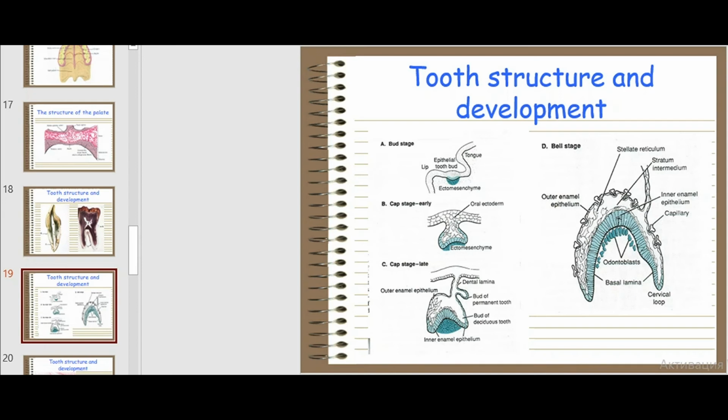So first happens the formation of the enamel organ, and the next stage is formation of the dental papilla, and last, outside, the organization of the dental follicle. Eventually, the enamel organ will produce enamel. The dental papilla will produce dentine and pulp, and the dental follicle will produce all the surrounding structures of a tooth.